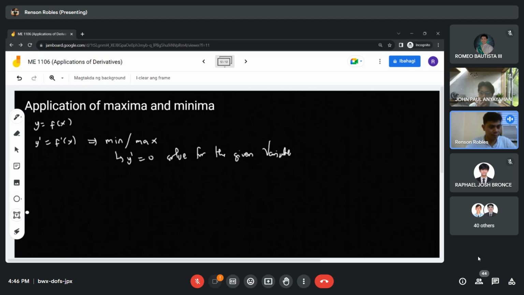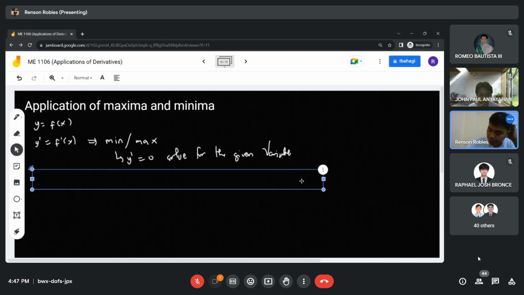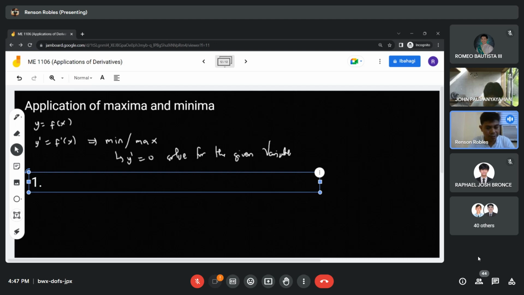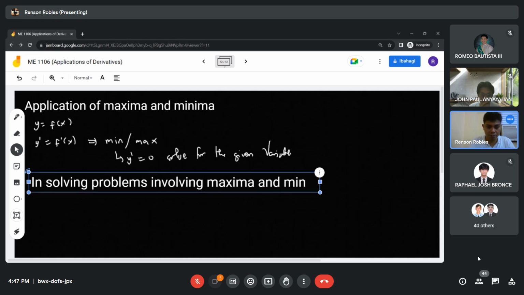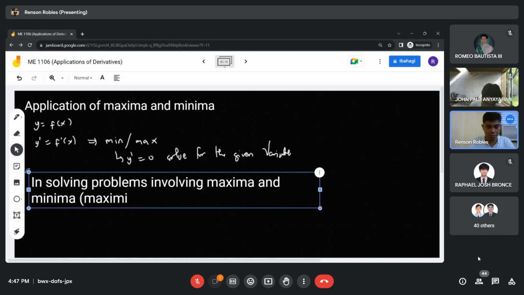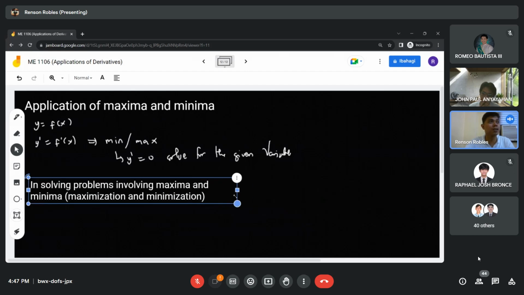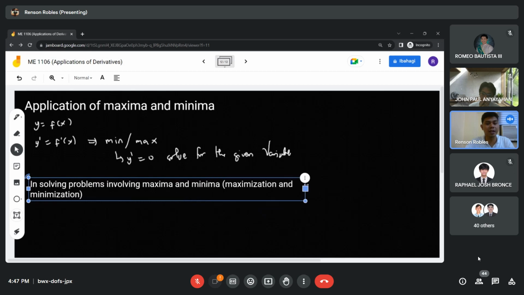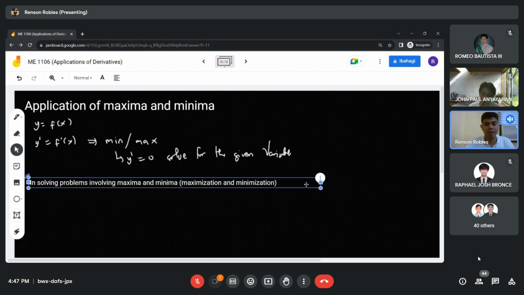Okay. Here are the steps. Allow me to type it. Steps in solving problems involving maxima and minima, which is maximization and minimization.